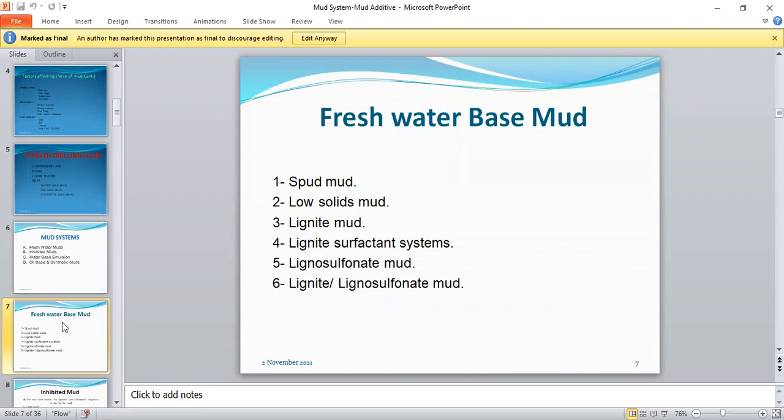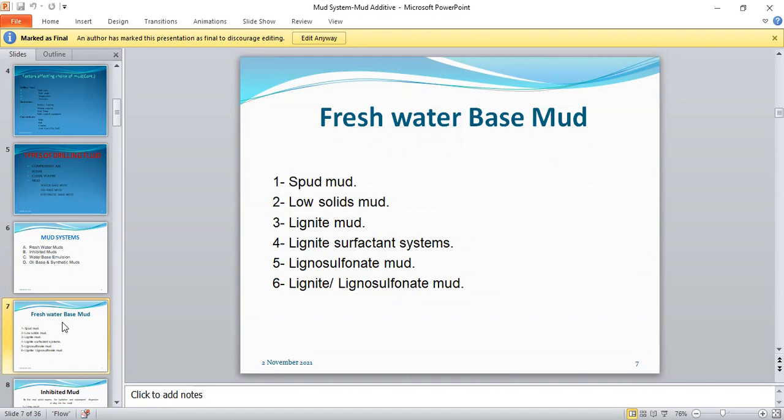We also have lignite muds. Lignite muds are muds that are used with respect to the formation you are drilling. Lignite also has its own work and function to do. It disperses. It helps to reduce your viscosity to some extent. And it also gives inhibition. It also adds to well stability.